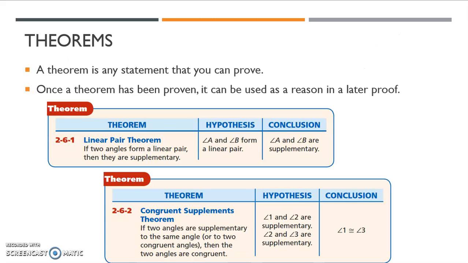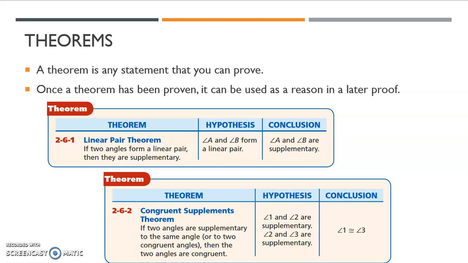Now, in the previous example, we used given statements, we used definitions, and we used some algebraic properties. But another thing that we're allowed to use are theorems. These theorems are statements that somebody proved at one point in time.